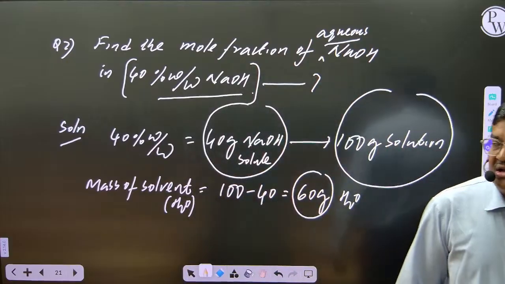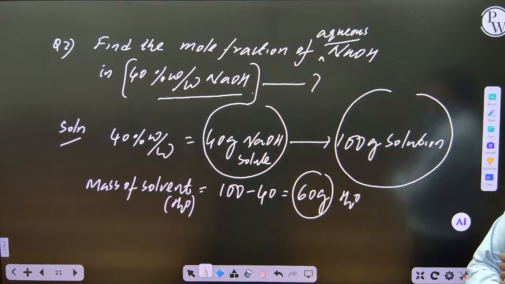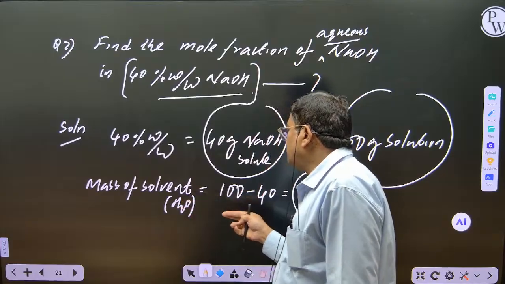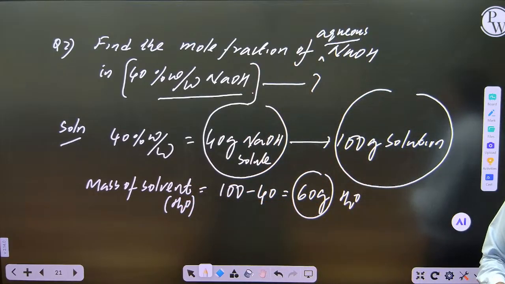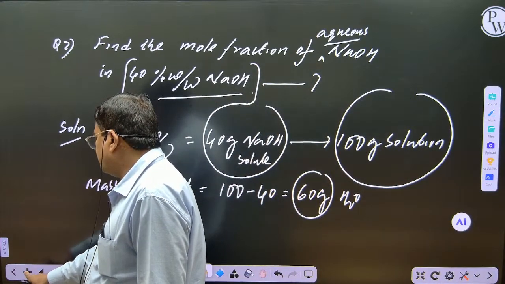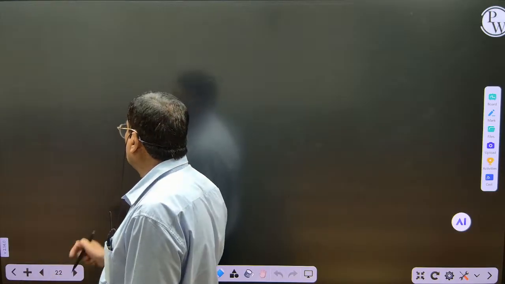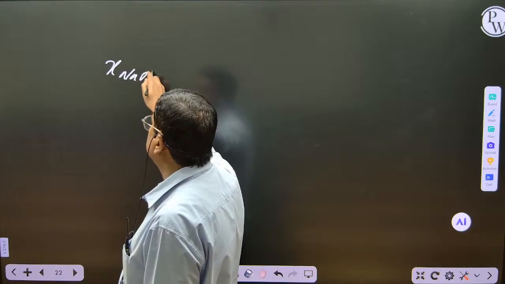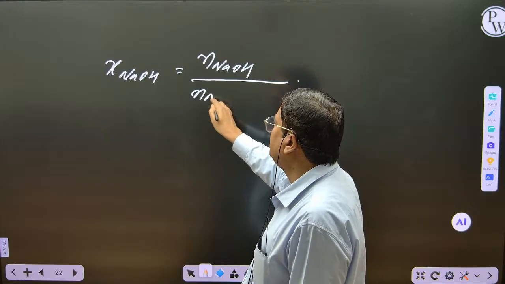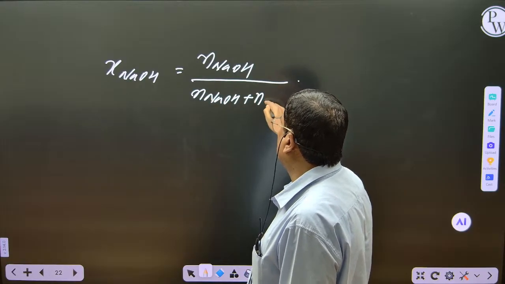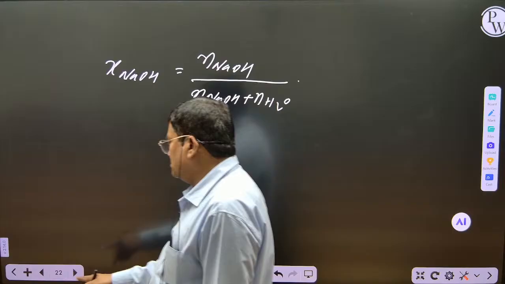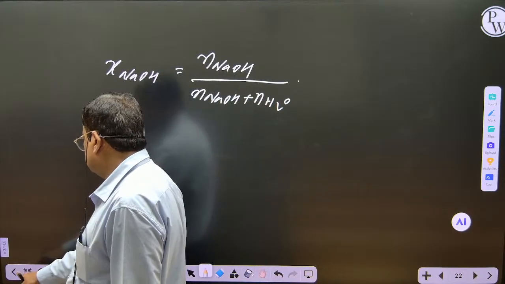What I said: 40% mass percentage is 40 grams present in 100 grams of solution. To get the mass of solvent, what do we do? From the solution, subtract the mass of solute. Done. Now tell me how I get the mole fraction of NaOH. What should we do, students? Number of moles of caustic soda divided by number of moles of caustic soda plus number of moles of water, no students? This is the relation we take. Now tell me, has he given any mass of solute to you?